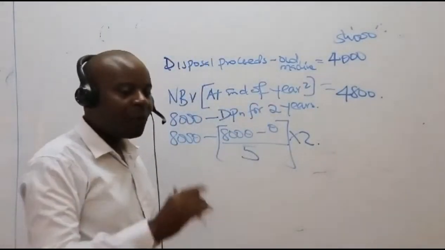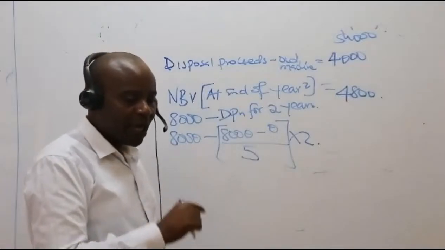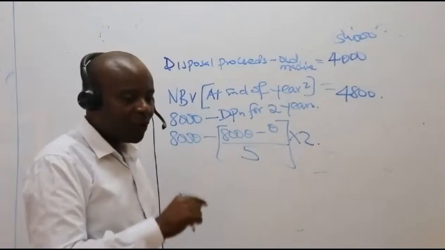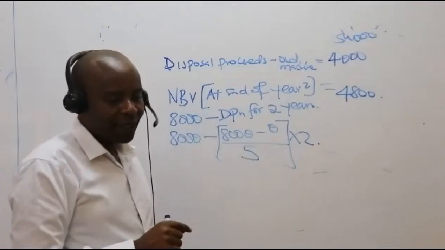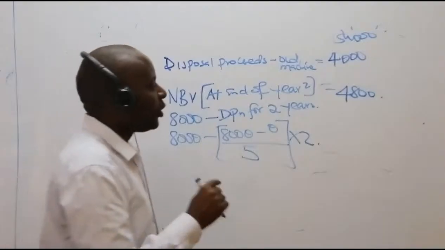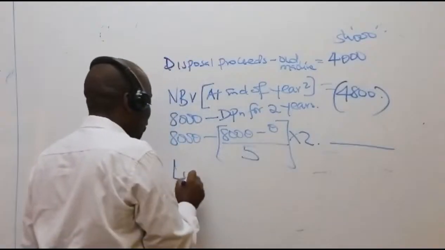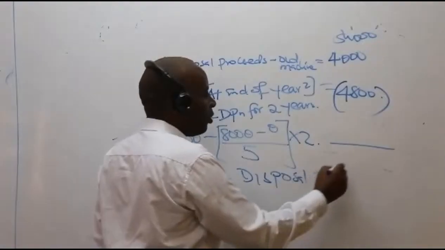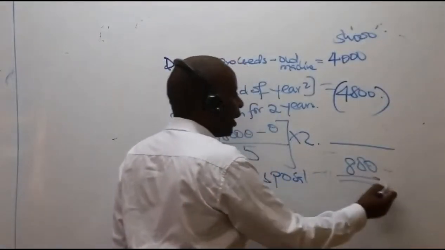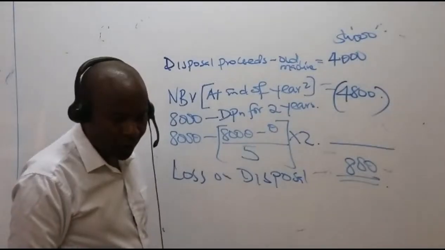Or 3.2 is the accumulated depreciation. So 8,000 minus 3,200, that gives us 4,800. So, ladies and gentlemen, in this case, what do we have? We have a loss on disposal. A loss on disposal of how much? Of 800. We have a loss on disposal of 800.